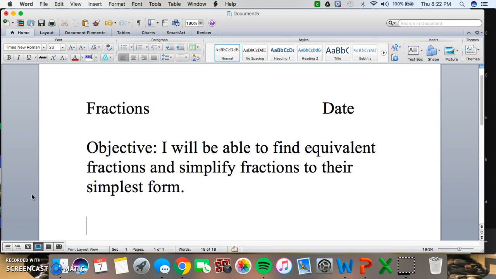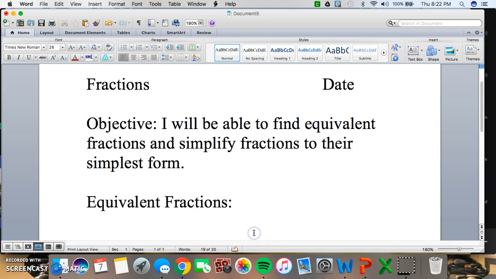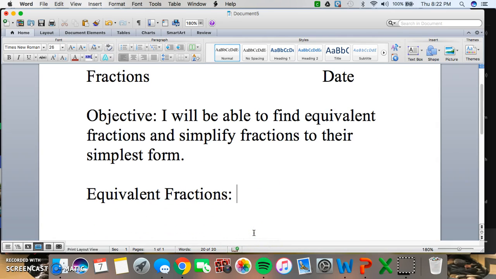So our first term is equivalent fractions. Equivalent fractions. Ooh, I spelled that wrong. Oh man. Equivalent. There we go. Equivalent fractions. And the definition of equivalent fractions are fractions that have the same value.